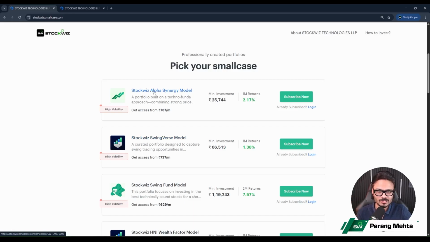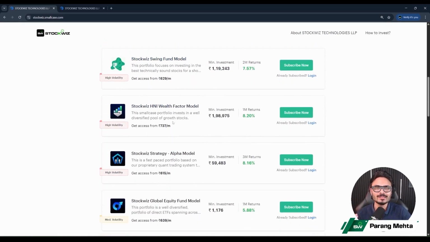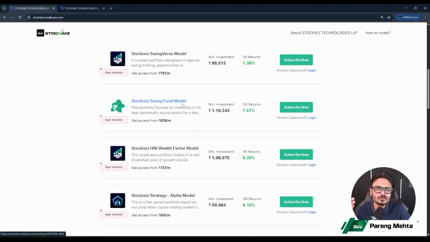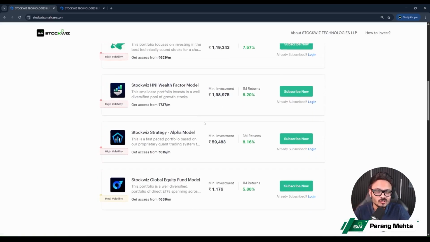Stockwiz Alpha Synergy model is a technicals and fundamentals based approach, and the Stockwiz Swing Fund model is directly a swing trading or positional trading framework. You can see that the minimum investment for the Swingverse model is 66,000. The minimum investment for the Swing Fund model is 1,20,000. We also have something called the HNI Wealth Factor model, which is perfectly curated for high net worth individuals.